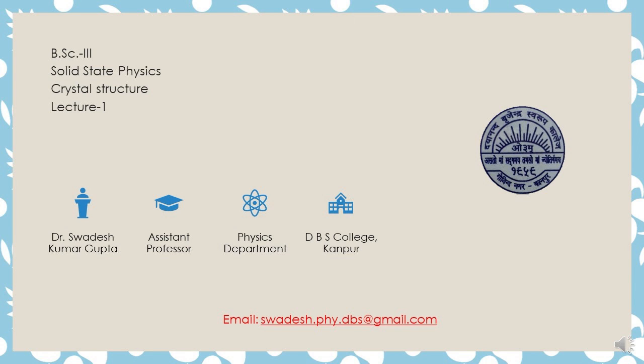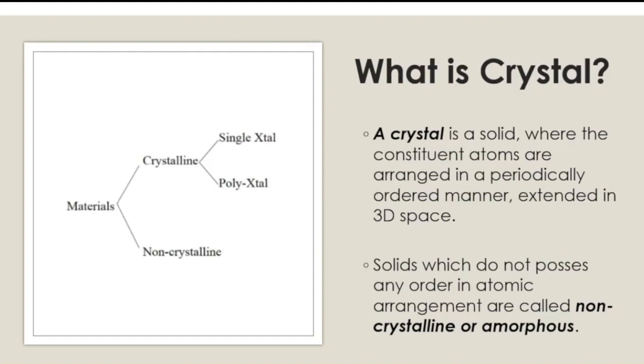So, first thing is what is crystal? As we all know about the materials, there are three phases: solid, liquid, and gas. Of which, solids can also be divided into two sections, which are crystalline and non-crystalline. So a crystal is a solid where the constituent atoms are arranged in a periodic ordered manner, and it is extended in the 3D space.